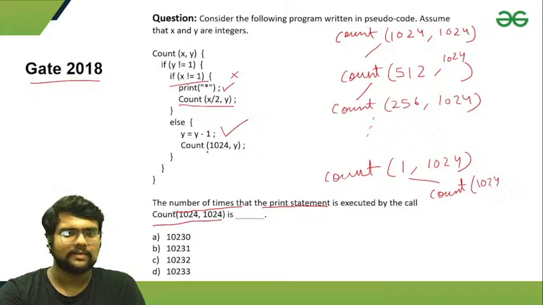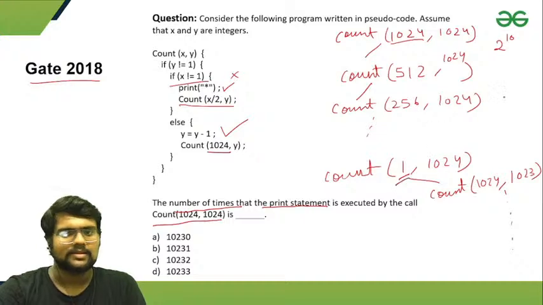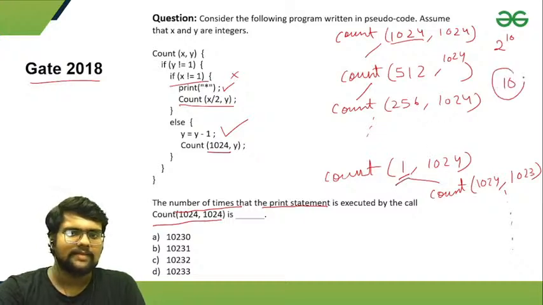So x again becomes 1024, and then we call y. So y now becomes 1023, and again the same procedure will happen. Here 2 to the power, that is 2 to the power 10, so we are dividing it by 2 each time until we get 1. So we are dividing it 10 times here.